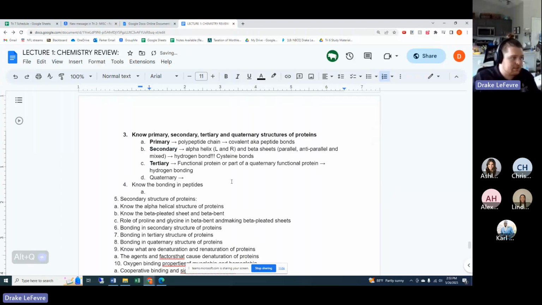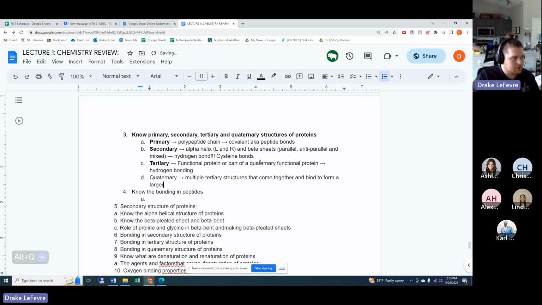Now, our quaternary structure, what is a quaternary structure? A bunch of tertiary structures, like hemoglobin. Multiple tertiary structures come together and bind to form a larger functional protein with multiple functional areas. Great example of that is our hemoglobin. I don't remember if myoglobin has quaternary structure. Yeah, I think actually that was tertiary.